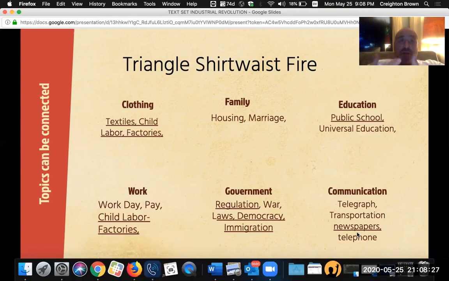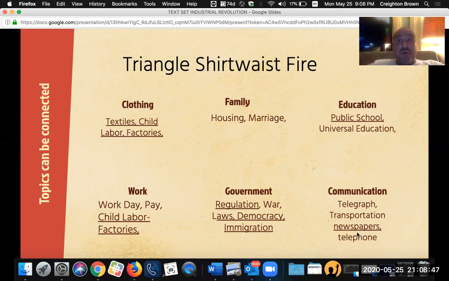And if you wanted to talk about textile factories, you could. If you want to talk about child labor, that could be a topic you would explore. You could talk about factories. You could talk about the beginnings of public education. You could talk about why democracy was important in the Industrial Revolution.